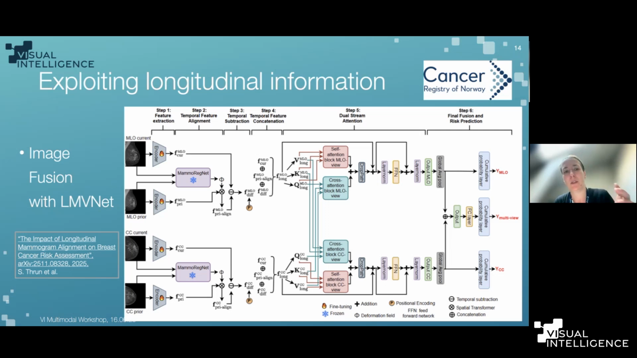So here, this registration for the different views happens with this MammoRegNet, which came out of a master thesis with Solveig Rune, who's now doing a PhD with Visual Intelligence. We're having a pre-trained registration network that aligns them spatially, and then this deformation field is used to make sure that features are aligned spatially. But it's not trained inside the network anymore, so it's pre-trained.